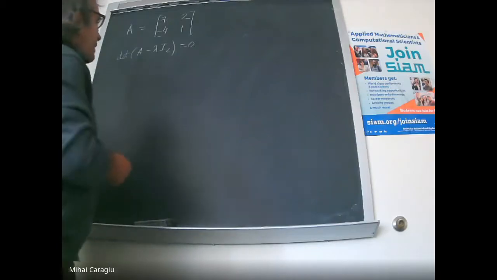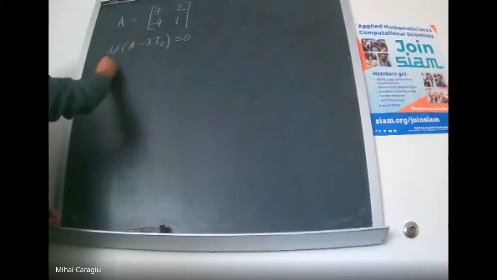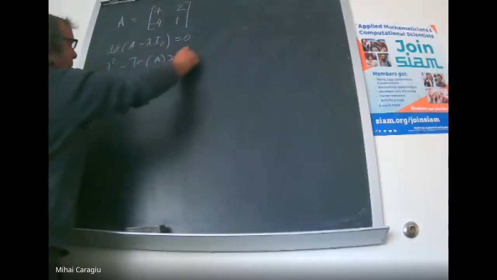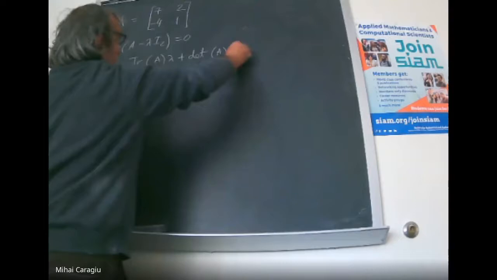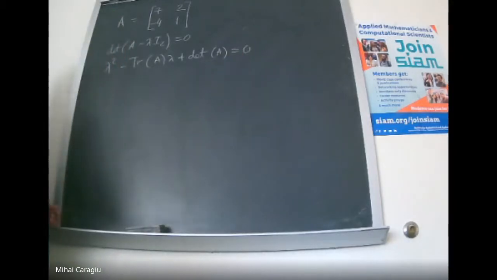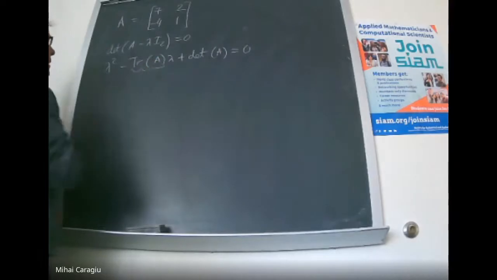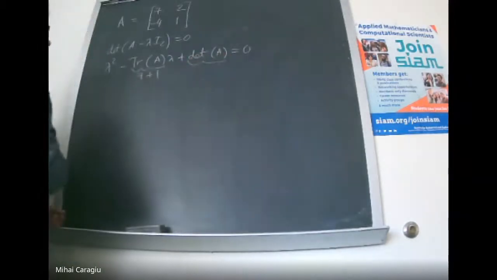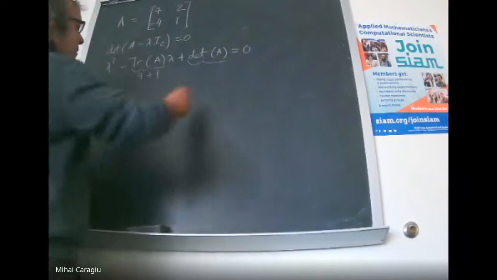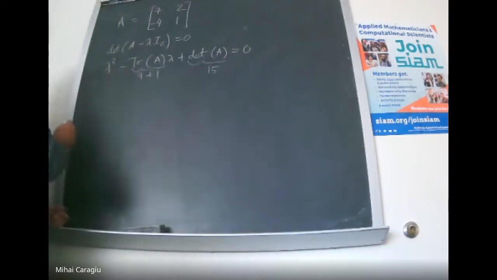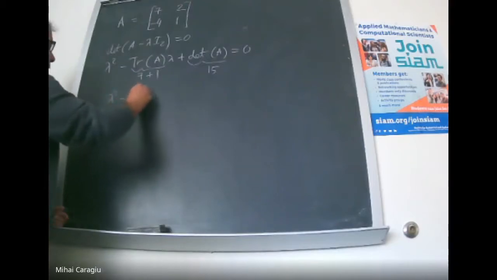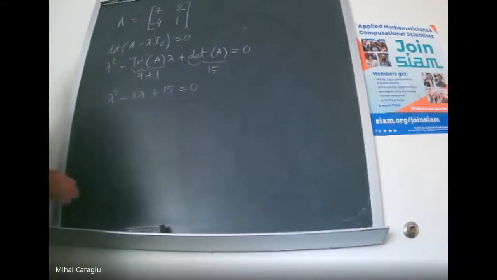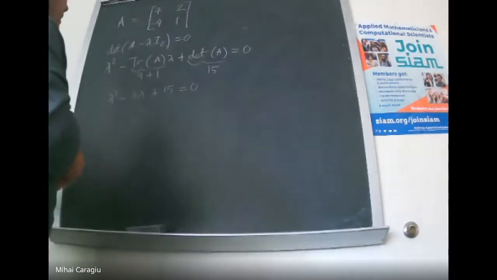A shortcut for 2 by 2 matrices is the following. Lambda squared minus the trace of A times lambda plus the determinant of A equals 0. That's the characteristic equation, where the trace is the sum of diagonal elements, so 7 plus 1 here, and the determinant is 7 plus 8, which is 15. So the characteristic equation will be lambda squared minus 8 lambda plus 15 equals 0. Or we can do it the usual way: subtract lambda from the diagonal elements and calculate the determinant.